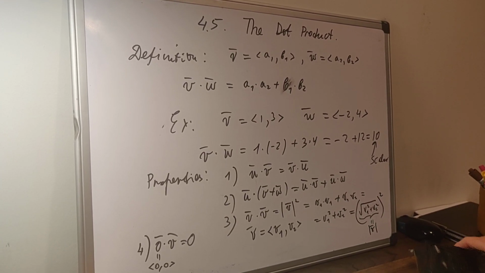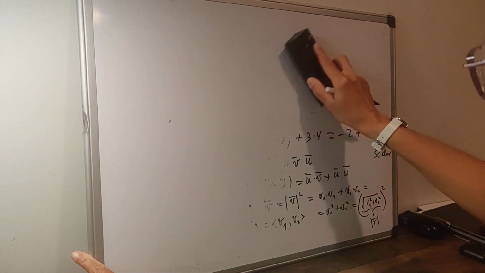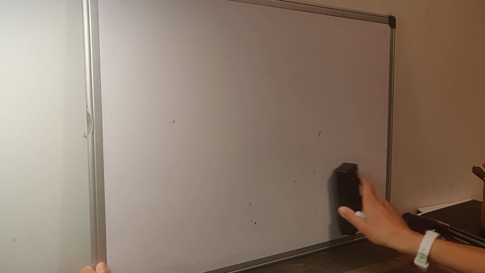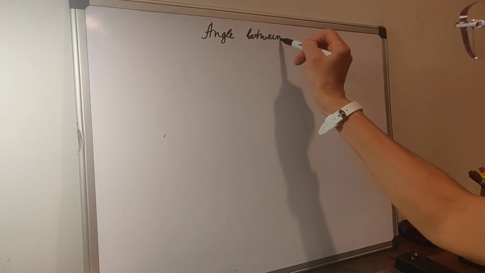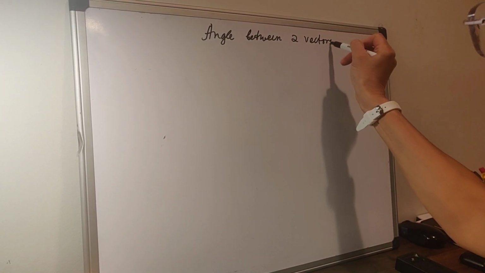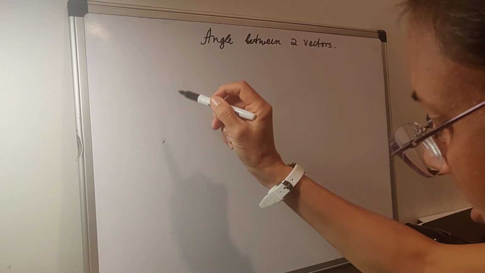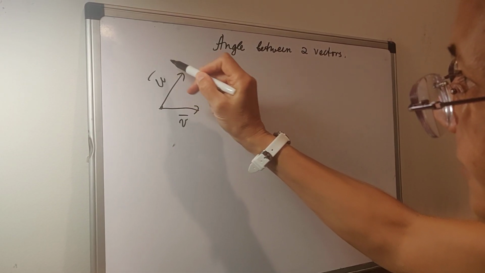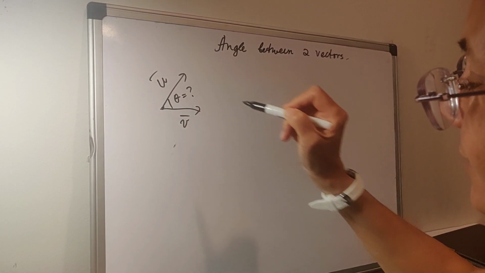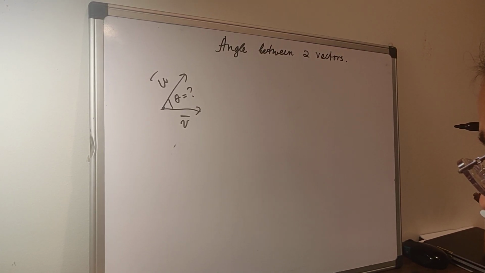Now let's talk a little bit about the angle between two vectors and how the dot product is helping to find it. So what do we mean by the angle between two vectors? Well, imagine that we do have two vectors, vector v and vector u, and you want to know what is the angle between them. Like, is it 30 degrees, 40 degrees, 50, 60, whatever. How are we going to find it?